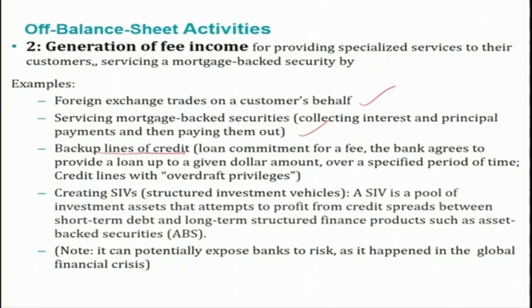We have seen in one of the previous sessions that, in order to reduce moral hazard problems and to monitor, banks make loan commitments. Here the loan commitment comes with a fee. That means the bank agrees to provide a loan up to a given dollar amount over a specified period of time, and through committing this, the bank gains a fee. There are also credit lines with overdraft privilege, which means customers can overdraw more than the amount they have in their current account. Credit lines with overdraft privileges also earn some income.